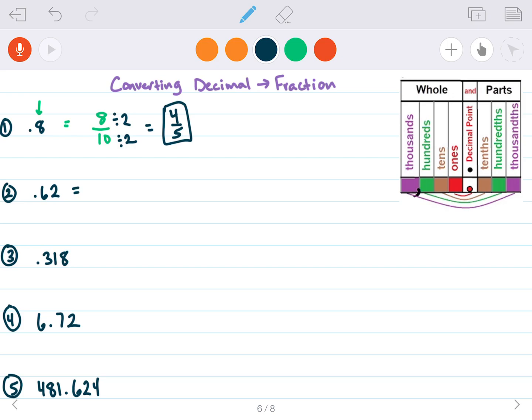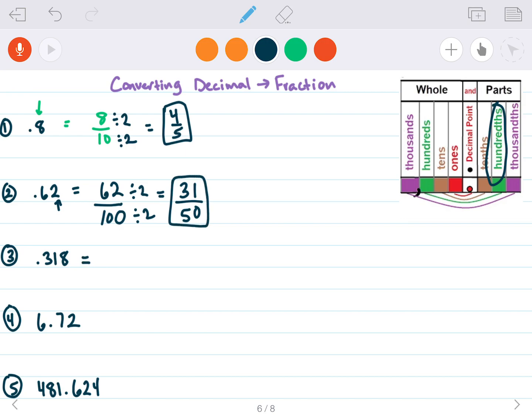Now 0.62, we take the number we see, which is 62, and we put it over where it terminates. Now 2 is the terminating number, and it terminates in the hundredths place because it's 2 places to the right of the decimal. So this is going to be 62 hundredths. That's how we write that. And we can simplify this one. If I divide by 2, I know these are both even, so half of 62, half of 60 is 30, half of 2 is 1, 30 plus 1 is 31. Half of 100 is 50, and I don't believe this can be reduced anymore.